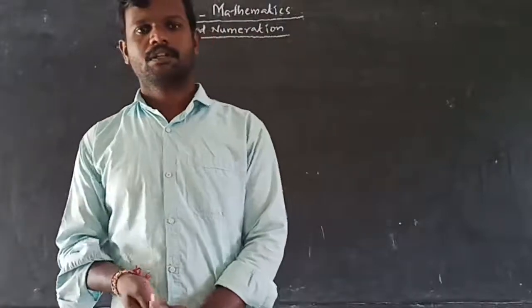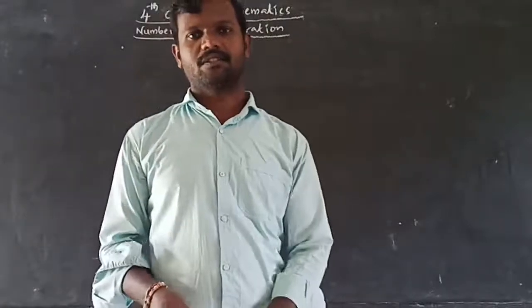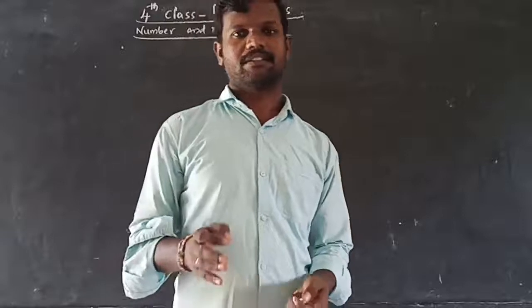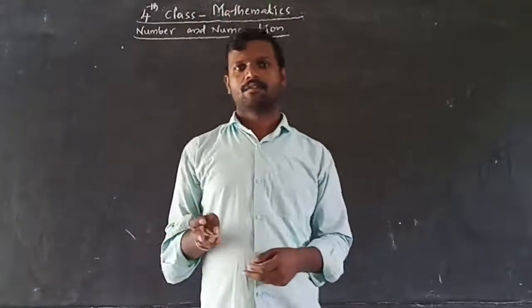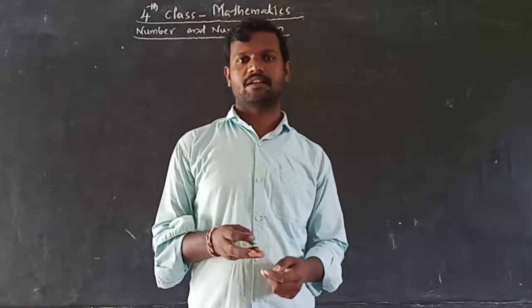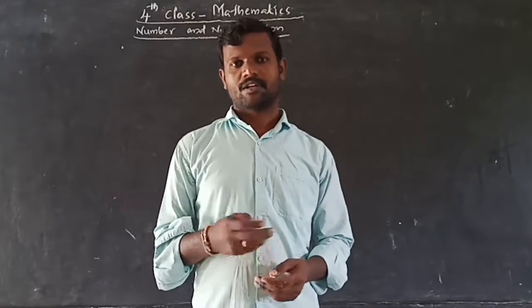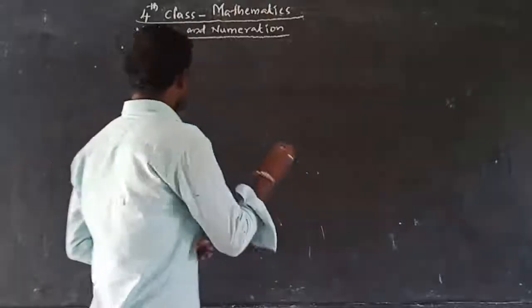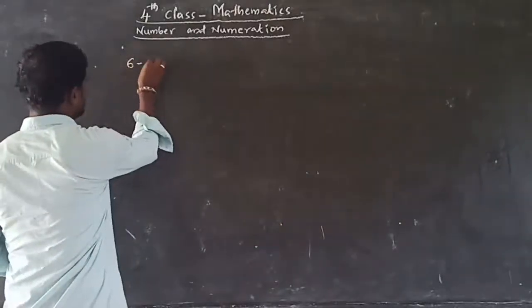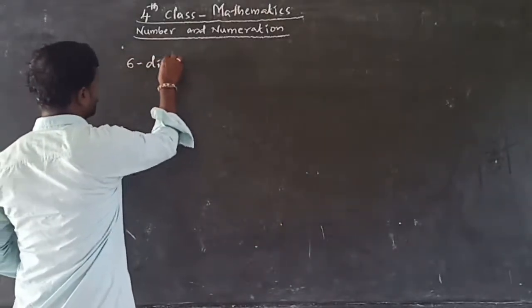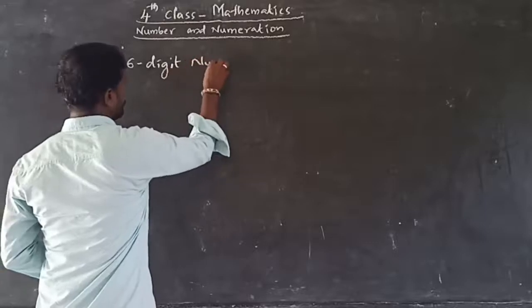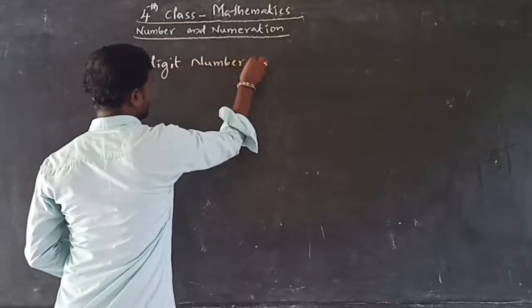So children, we have discussed 5-digit numbers. What are the digits in a 5-digit number? Ones, tens, hundreds, thousands and 10,000s. Next, now we are discussing a 6-digit number.